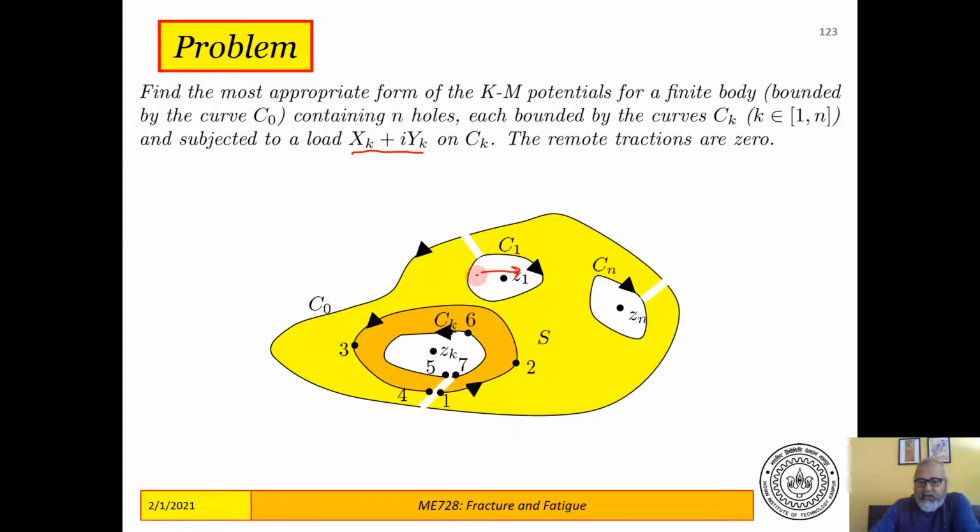So this is X1 and this is y1. These are the loads that are applied on the boundary of the hole. Each hole is subjected to a load of this kind. So this is xn, yn. These loads may not be point loads. These loads don't have to be point loads. These are the loads that you get if you integrate the tractions that are applied on the whole boundary of the hole.